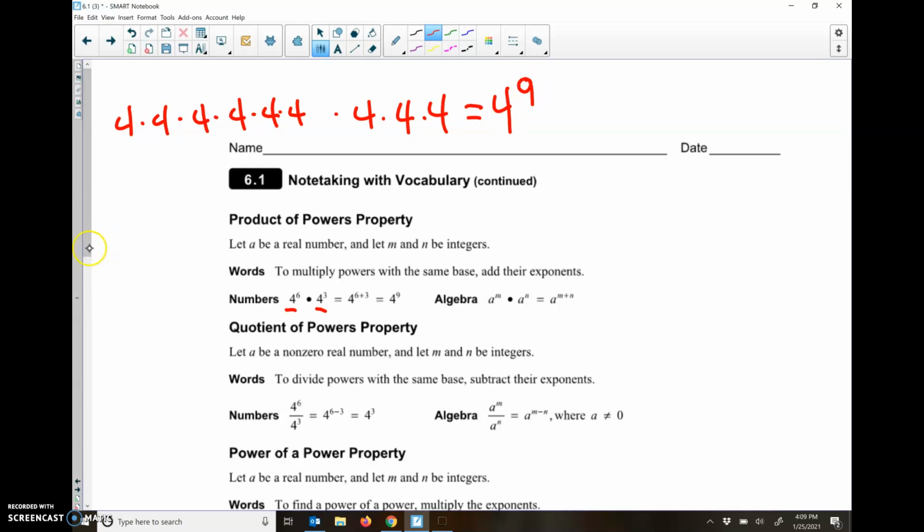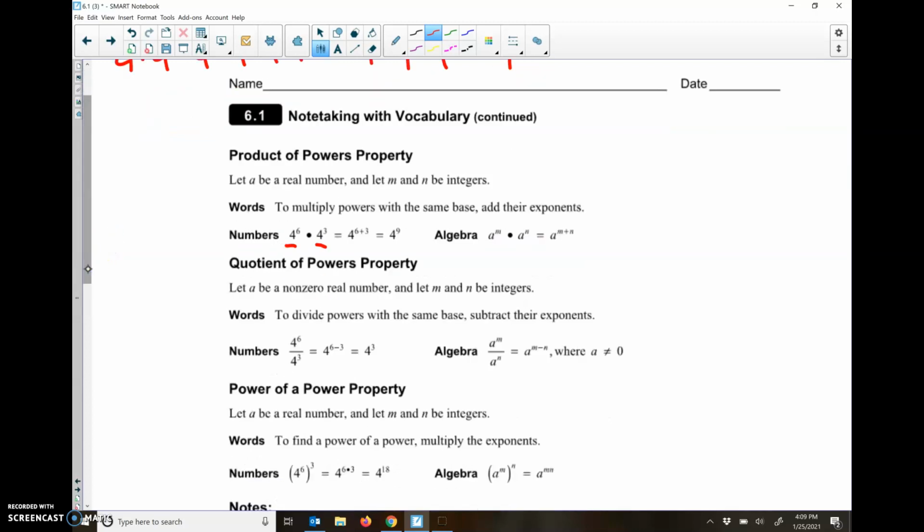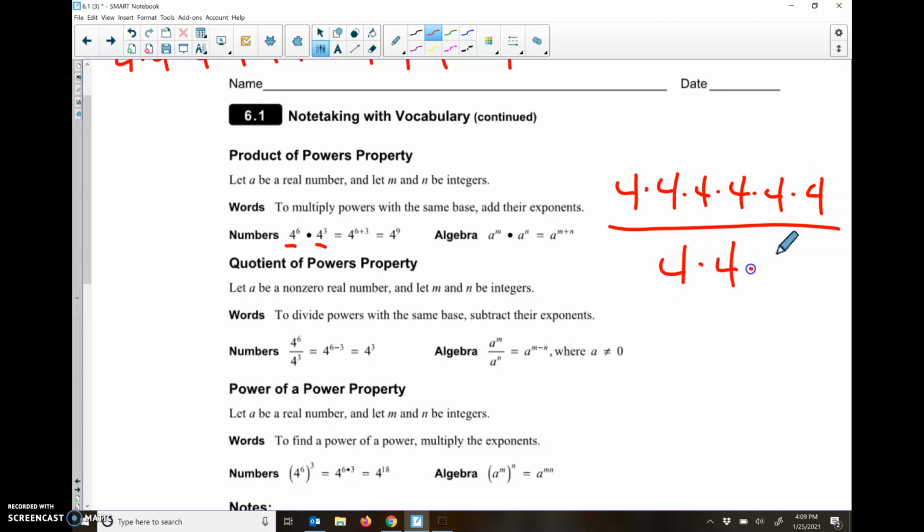Okay? Dividing is pretty much the exact opposite of multiplying, like it should be. If I have 4 to the 6th power divided by 4 to the 3rd power, it's kind of like I'm subtracting those then. So I get 6 4s in the numerator, because it's 4 to the 6th power, and 3 4s in the denominator. We can cancel some of those out, and I'm just left with 1, 2, 3 4s. So 4 to the 3rd power.